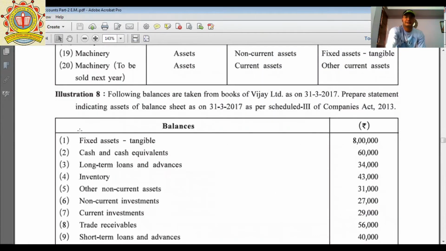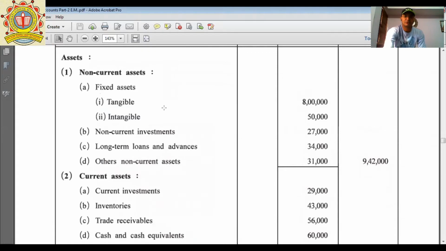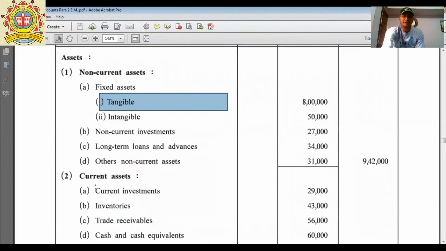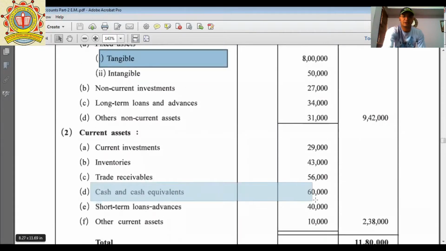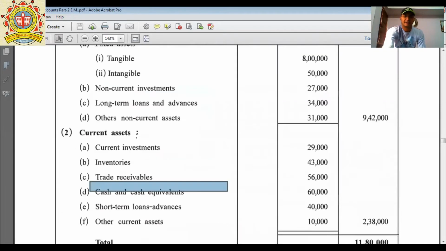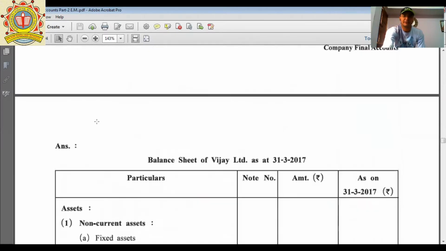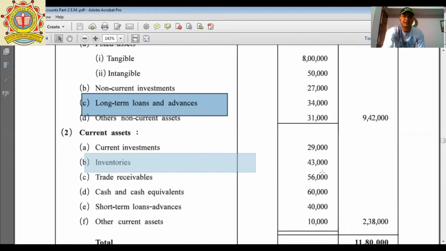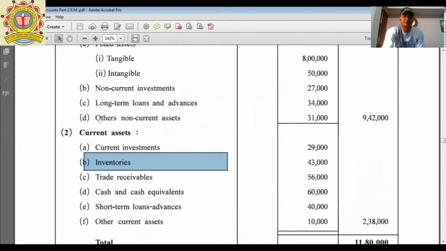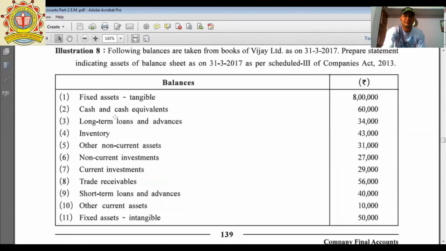as per the question requirement, they provided the fixed asset tangible. So fixed asset tangible that we have already prepared here, so we have to write just the amount, 8 lakh rupees. Cash and cash equivalent, that is under the heading of current assets, 60,000 rupees. Long term loans and advances, it is here for 34,000. Inventory, 43,000 under the heading of current assets. Other non current assets, 31,000. So other non current asset for 31,000.